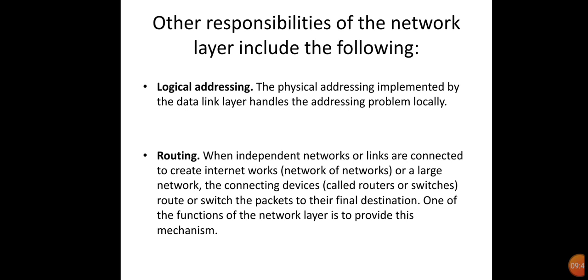First one is logical addressing. The physical addressing implemented by the data link layer handles the addressing problem locally. Routing: when independent networks or links are connected to create internetworks, that is networks of networks, or a large network, the connecting devices, that is routers or switches, route or switch the packets to their final destination. One of the functions of the network layer is to provide this mechanism.